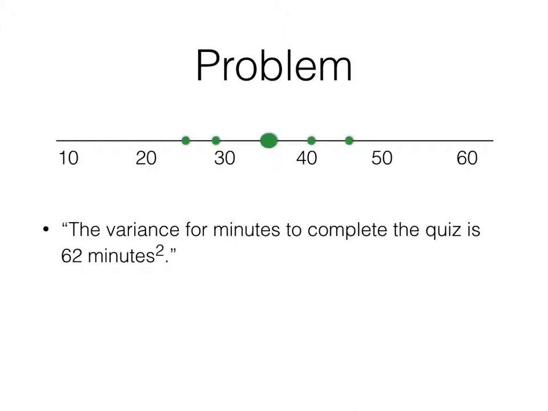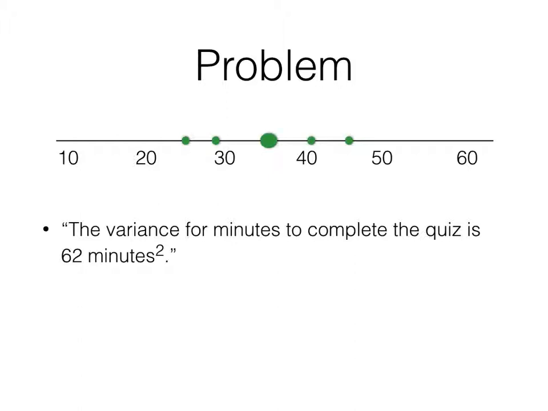Now we have a problem with variance. It squares the units we're working with. Mathematically, it helps us to be able to do some analyses, but at the same time, it sometimes doesn't make sense. Let me give you an example. If this data set represents the minutes it took each student to complete a quiz, I have to say that the variance is in squared minutes. The variance for minutes to complete the quiz is 62 minutes squared. What in the world are squared minutes?